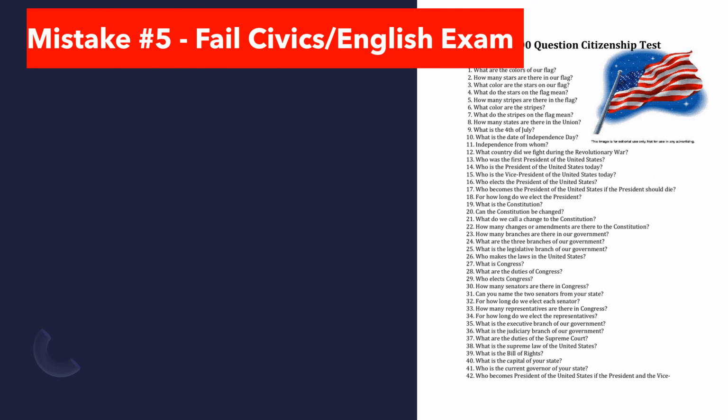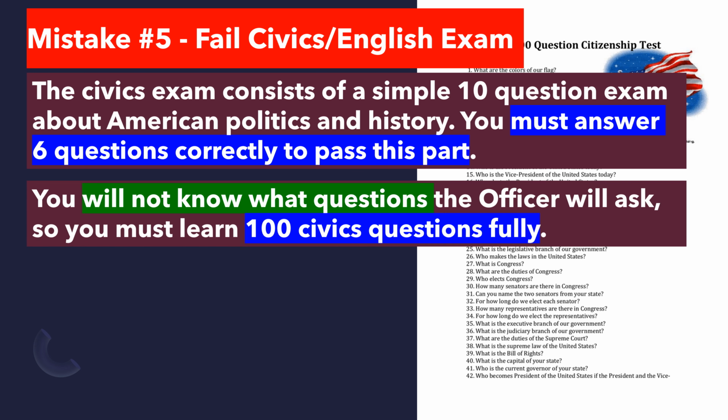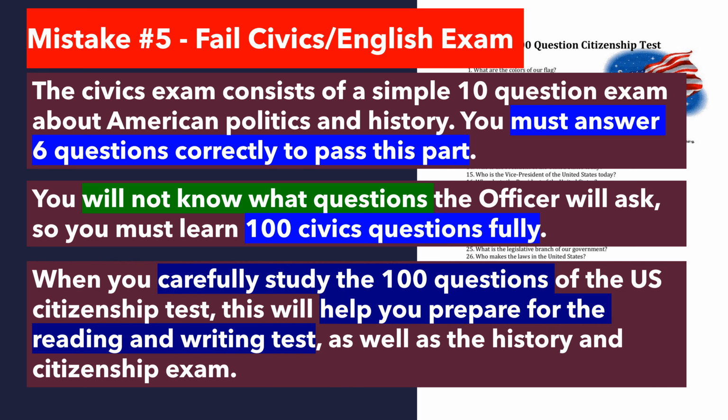Mistake number 5. Fail civics or English exam. The civics exam consists of a simple 10-question exam about American politics and history. You must answer 6 questions correctly to pass this part. You will not know what questions the officer will ask, so you must learn 100 civics questions fully. When you carefully study the 100 questions of the US Citizenship test, this will help you prepare for the reading and writing test as well as the history and citizenship exam.